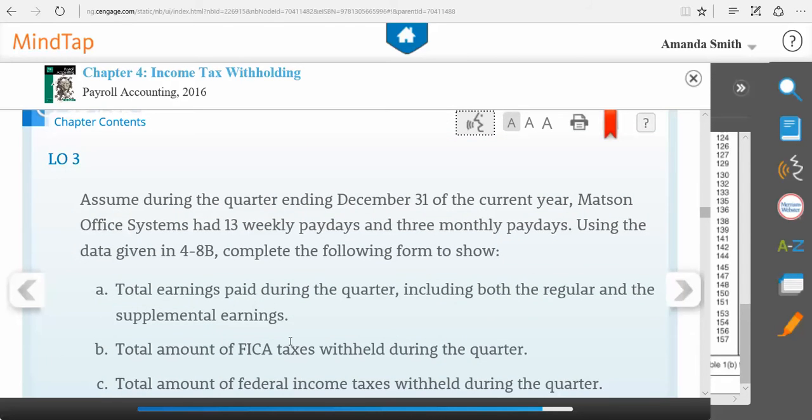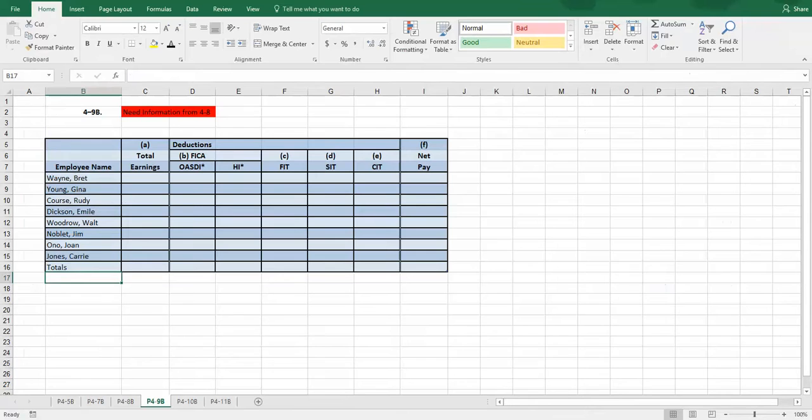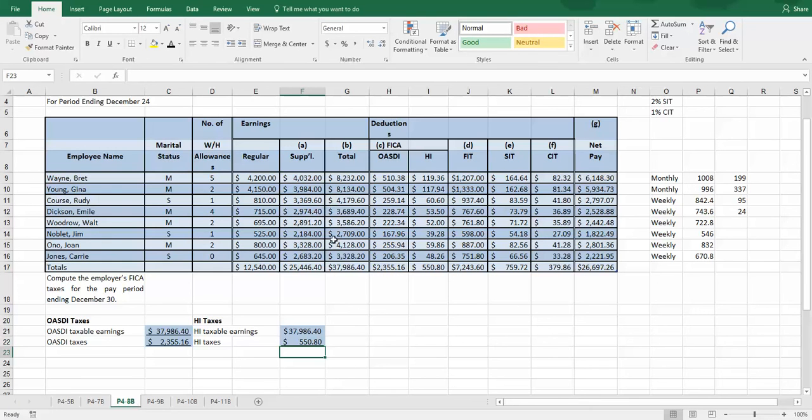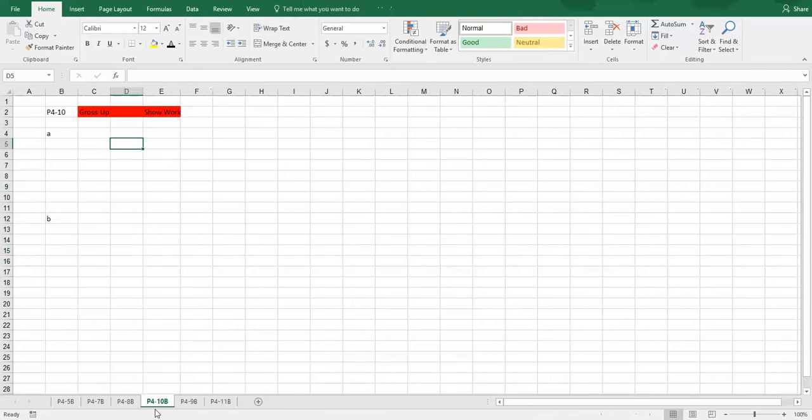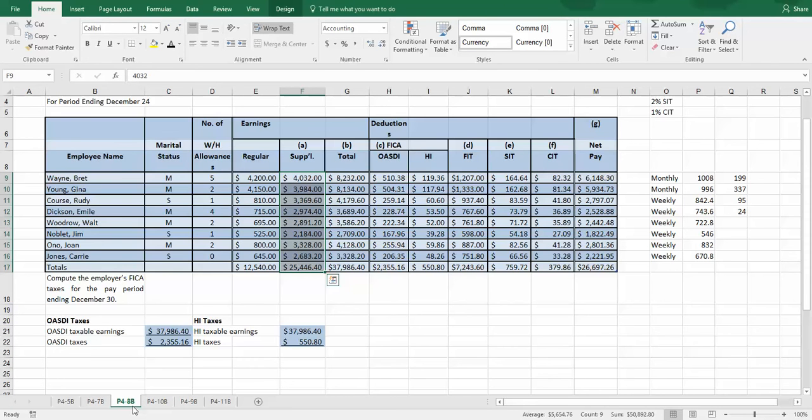So let's start. We're supposed to do total earnings paid for the quarter. So we have 3 monthly paydays and 13 weekly paydays. First we need to figure out total paid during the quarter, but we need to include supplemental earnings. Since we've already figured the supplemental earnings out, are we given the regular earnings?